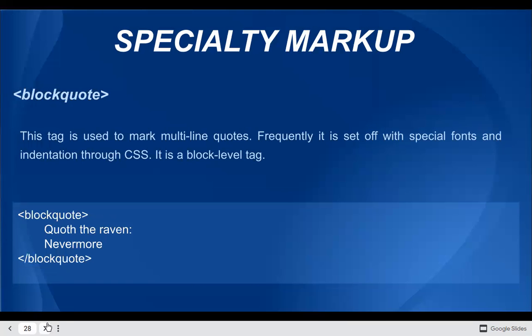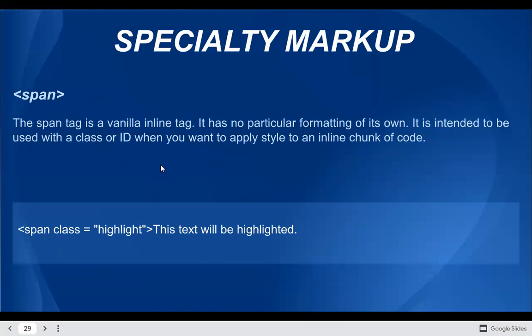What is block code? Block code is used to mark multi-line code. Frequently it is set off with special fonts and indenting through CSS. It is a block-level special code. What is a span? The span tag is a vanilla inline tag. It has no particular formatting of its own. It is intended to be used with a class or ID when you want to apply style to an inline chunk of the code.